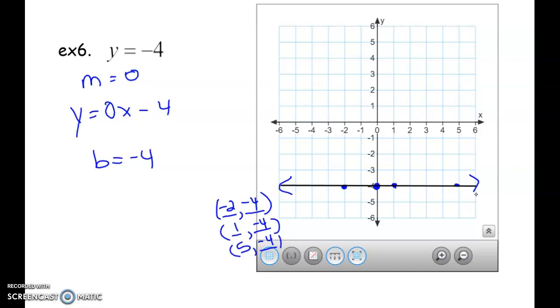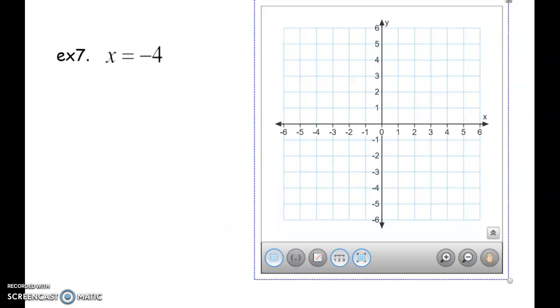Now the next one's going to be an x equals. We didn't have one like this yesterday. So if there's no y in it and it's just an x equals, it's going to be the one that had the undefined slope. So it's going to be a vertical line. So example 7, x equals -4.